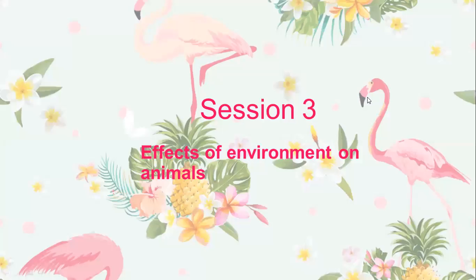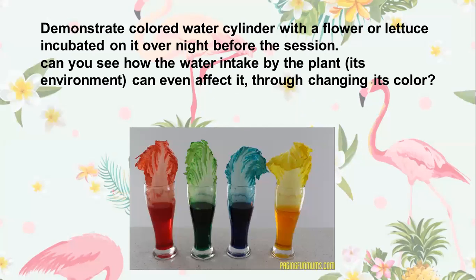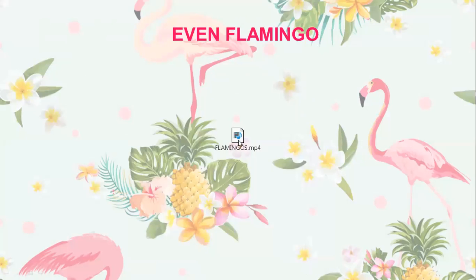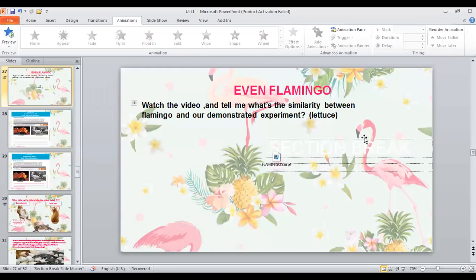In session 3, we will talk about the effect of environment on animals, the effect of the surroundings on some animals. Can you see this colored water? When we placed the lettuce leaves in this colored water, they became colored. Now, let's see this video about the flamingo. You know the flamingo, the beautiful flamingo. Compare it with the lettuce experiment and think about how they are a bit similar.